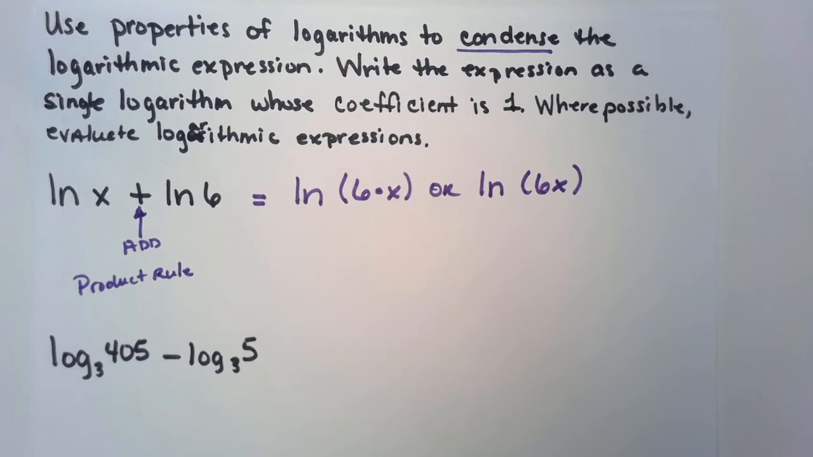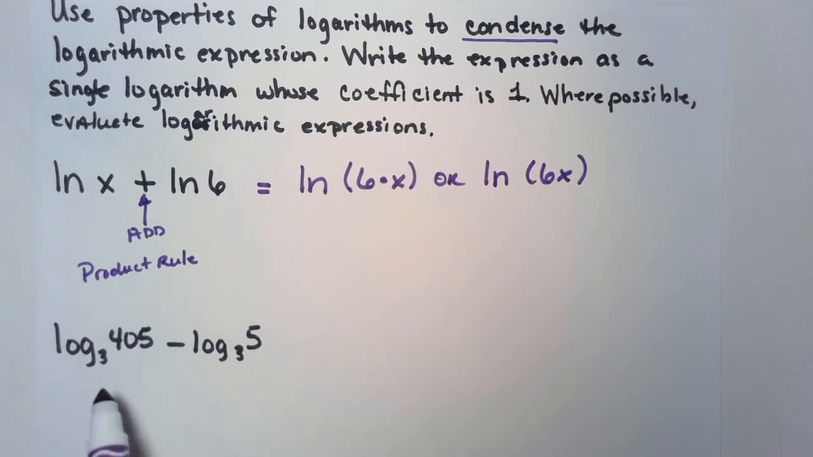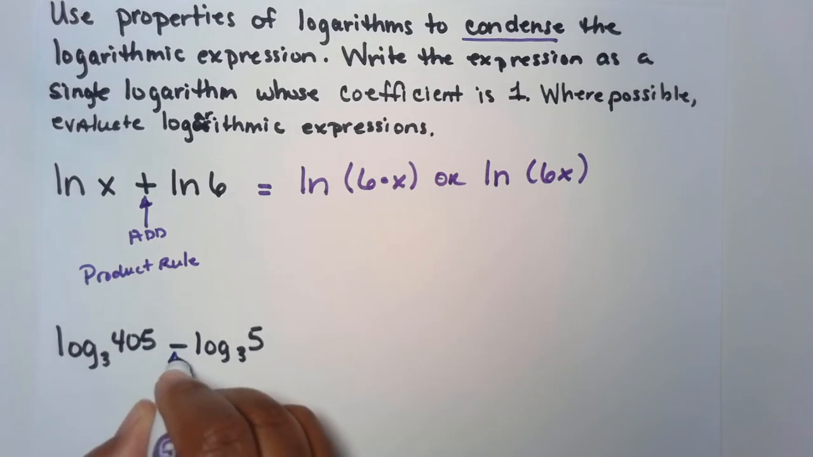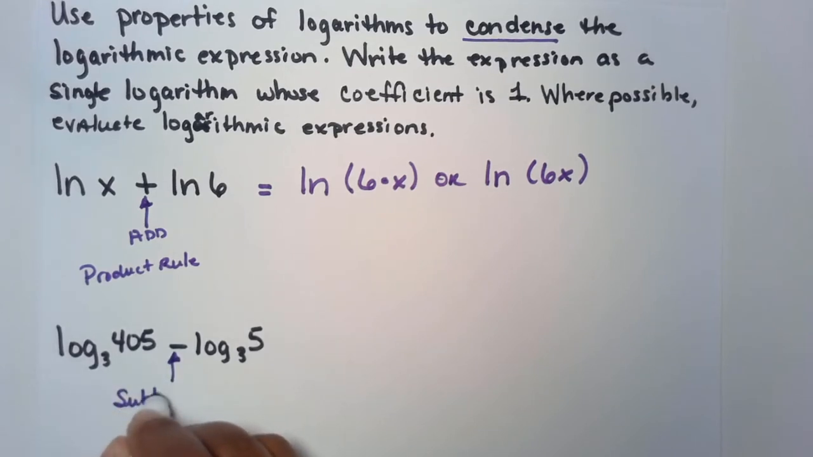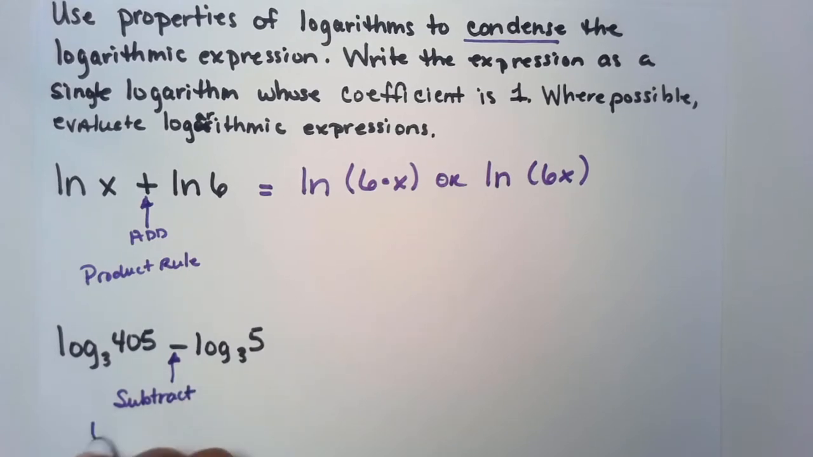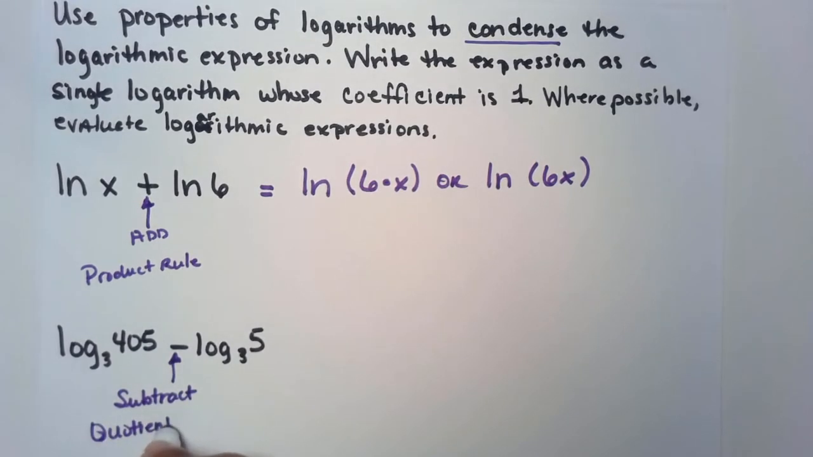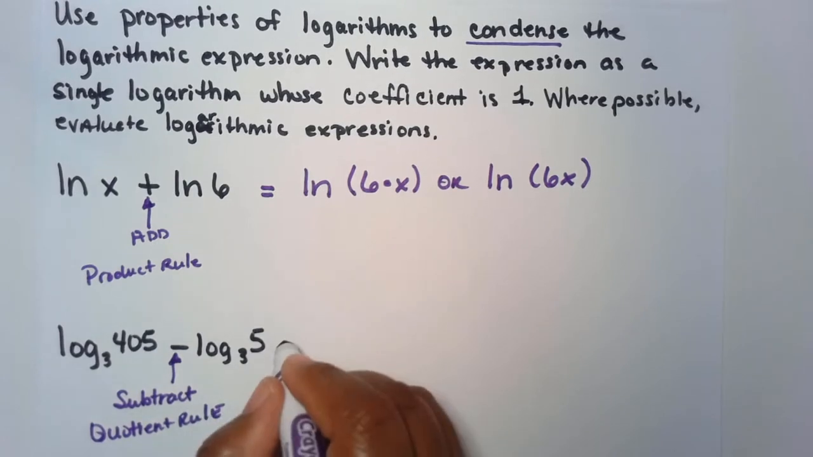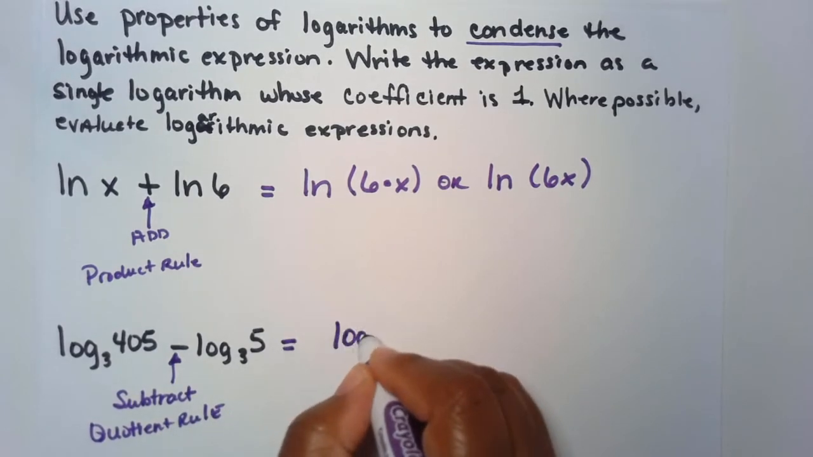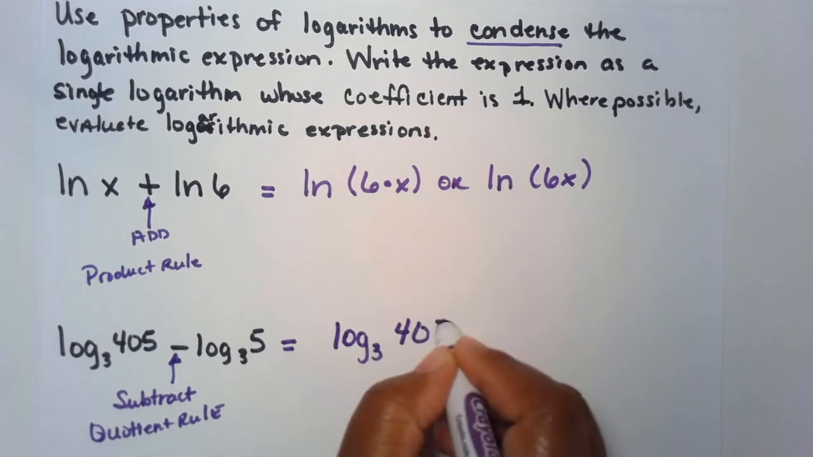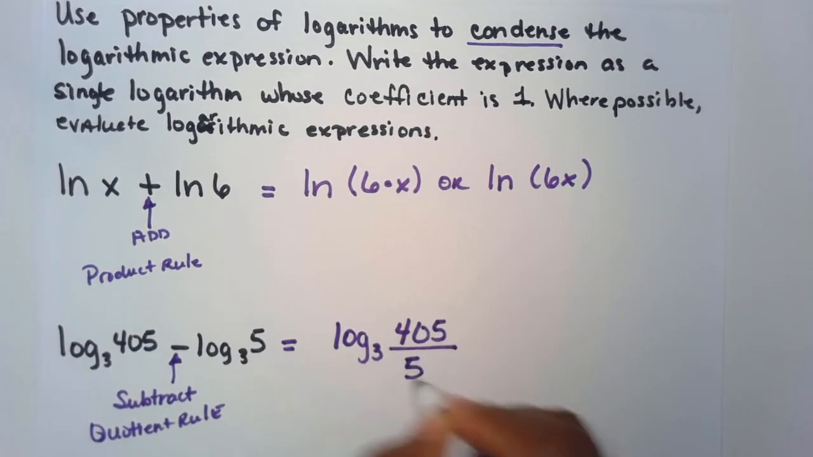Next example, we have here log base 3 of 405 minus log base 3 of 5. This is subtraction. So we're going to use the quotient rule. So we write this as log base 3 of 405 all over 5. Now, let's divide. We can divide 405 by 5. Let's go ahead and divide that out.